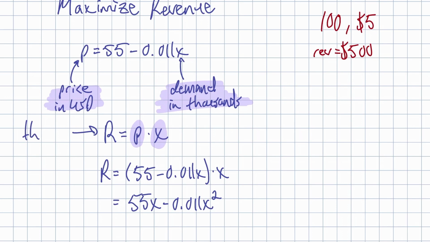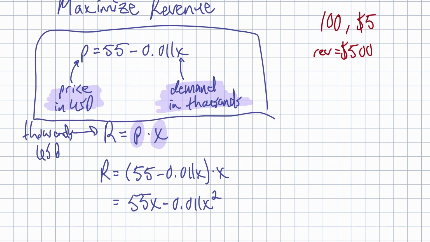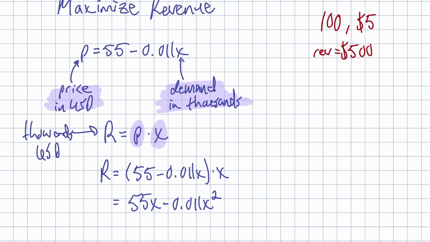Probably should spell thousand right, though. Thousands of US dollars. Sorry about the handwriting. Thousands of US dollars. So we have to keep that in mind. Nothing up here said that the dollars were in thousands, but because we're doing dollars times something that is in thousands, now R is also in thousands of dollars. We have to be careful about that. It would be easy to overlook that.